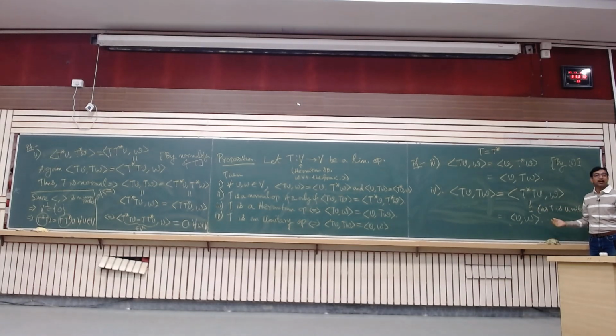That is, this is a unitary operator, because that was the definition of unitary operators, right? That is, T star T is equal to the identity operator. So both ways we are done.